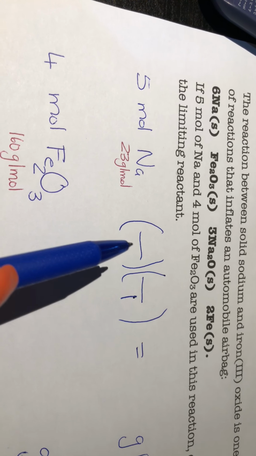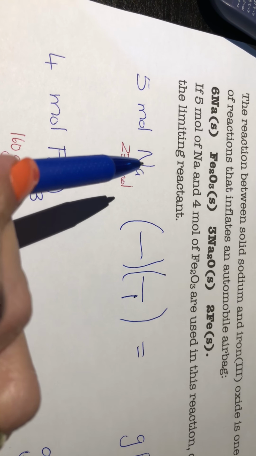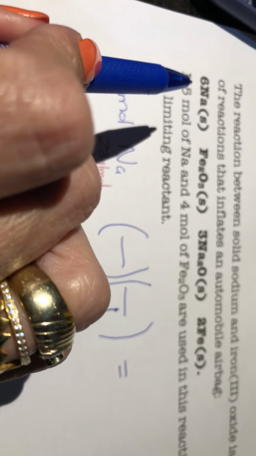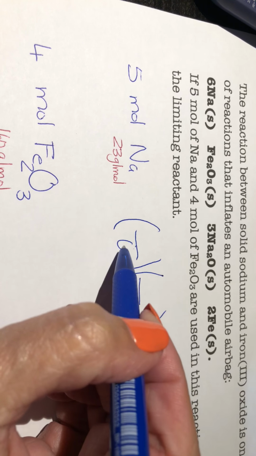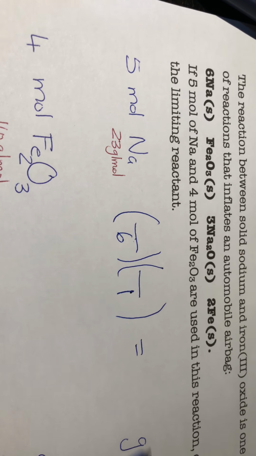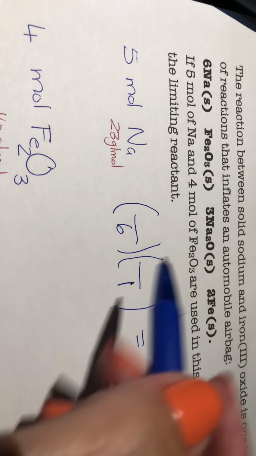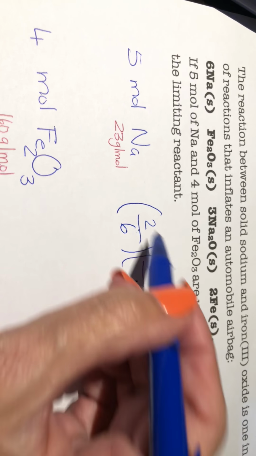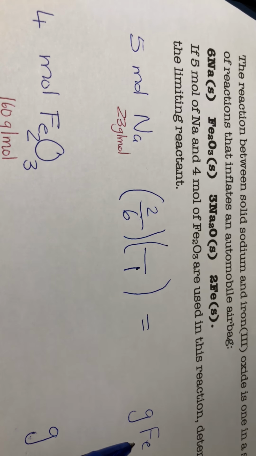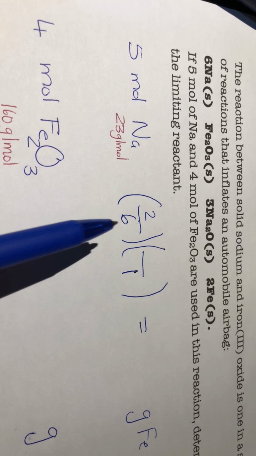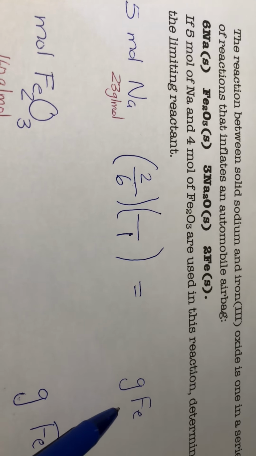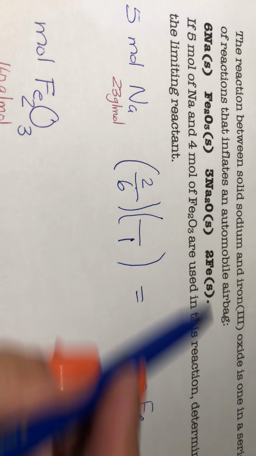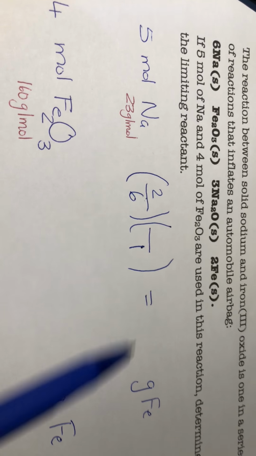So, what do I put here? Here comes the ratio. Sodium, I have 6 of them, so I have to put the 6 at the bottom. And I'm going to put iron at the top. I put the 2 because I'm going from sodium to iron. So the known at the bottom, the unknown at the top. Then the molar mass of the iron is what goes in here. So I only need the molar mass of my iron.